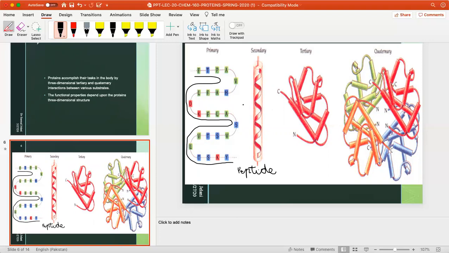Then you see this is the secondary structure. This is the tertiary structure, which is made up of primary and secondary, and this whole structure is the quaternary structure, which is made from primary, secondary, and tertiary.